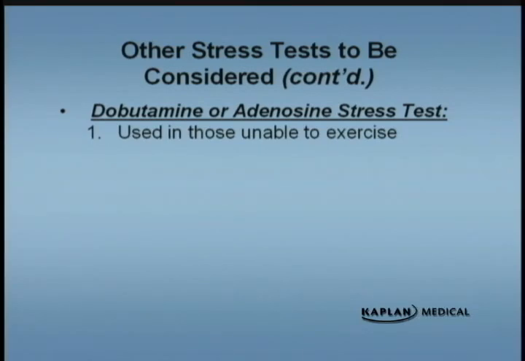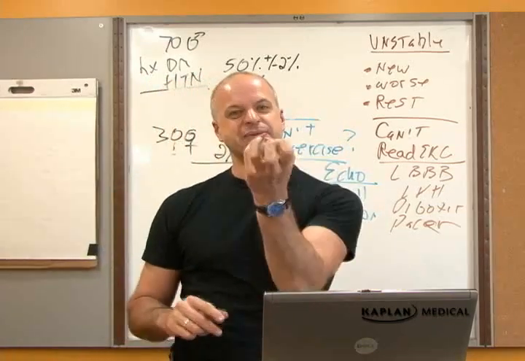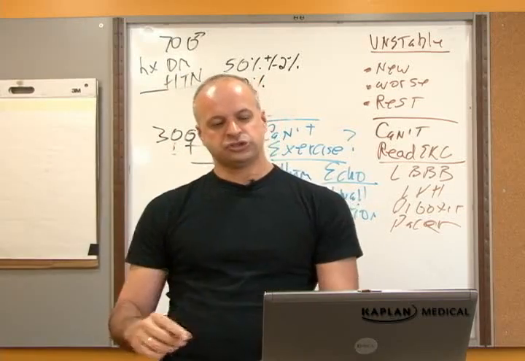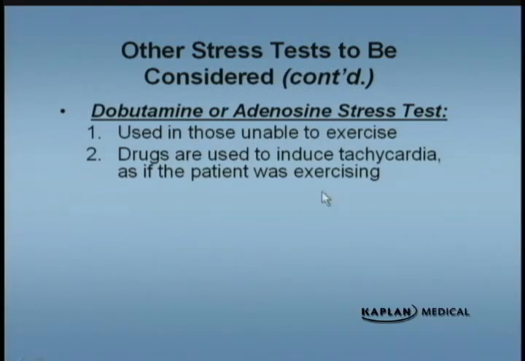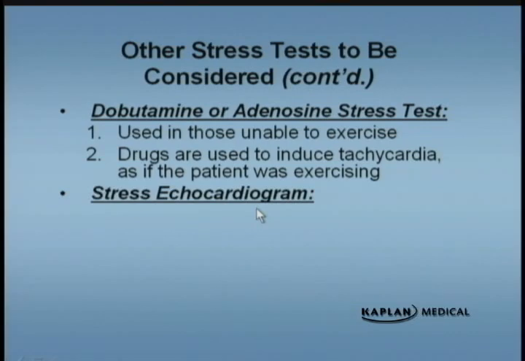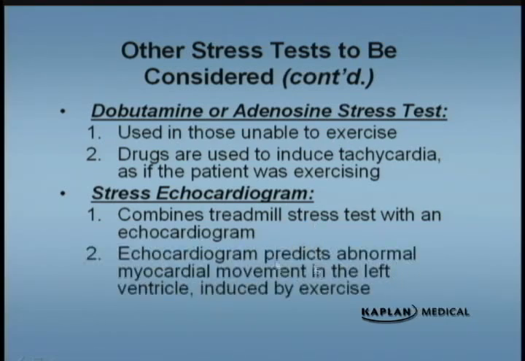Now, dobutamine or adenosine stress testing is based on the fact that dobutamine, as a positive inotrope, will cause increased contractility and provoke ischemia. Dobutamine is an inotrope, contractility, provoke ischemia, and ischemic things stop moving. So on a dobutamine stress test, with the use of exercise, you should see decreased wall motion. Now, you see this abnormal myocardial movement? That is because it's ischemic, and ischemic things do not move.